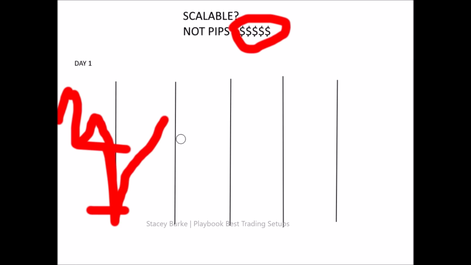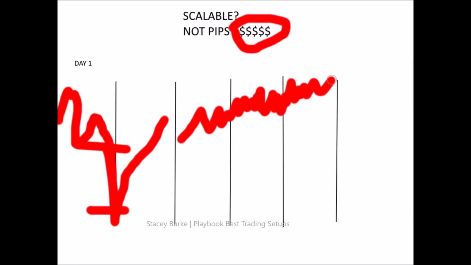I don't want to just get the direction right. Oh, I bought the low. I bought the low on Monday and I sold it on Friday. How much size can you put on a trade like that?